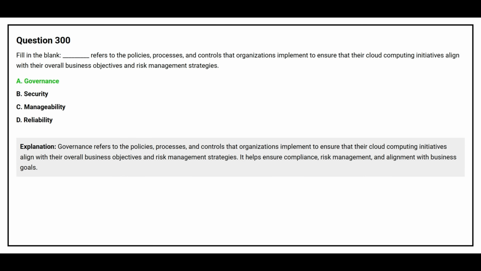Governance refers to the policies, processes, and controls that organizations implement to ensure that their cloud computing initiatives align with their overall business objectives and risk management strategies. It helps ensure compliance, risk management, and alignment with business goals.